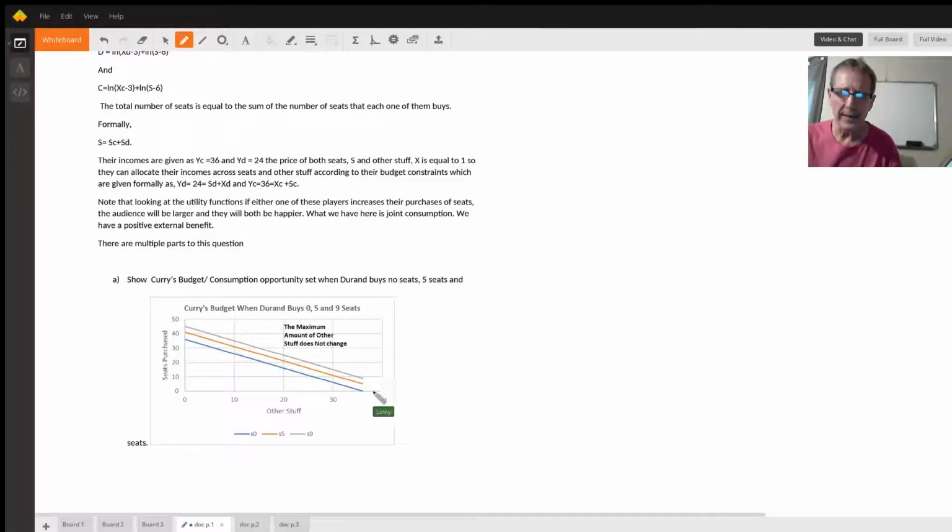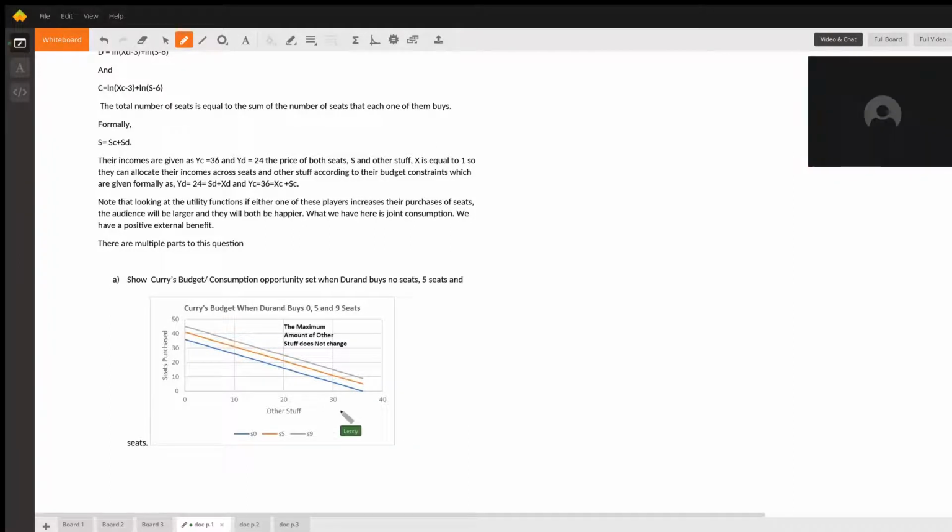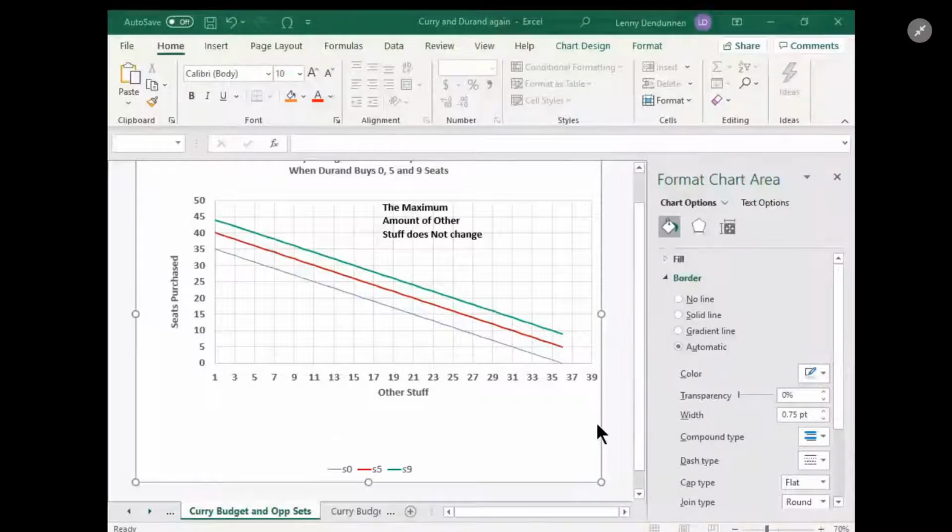So I left you in a situation where we were like, hold on for a sec. If you can see the screen, these were the budgets or the consumption opportunity sets. Actually, the thin blue line is also the budget set because that's the total amount that he can purchase individually. The intercepts correspond on the y-axis to the total seats purchased, as the sum of what Curry buys and what Durand buys.